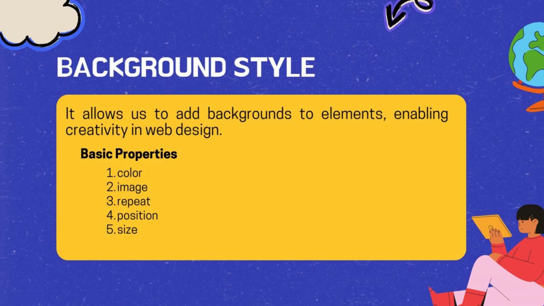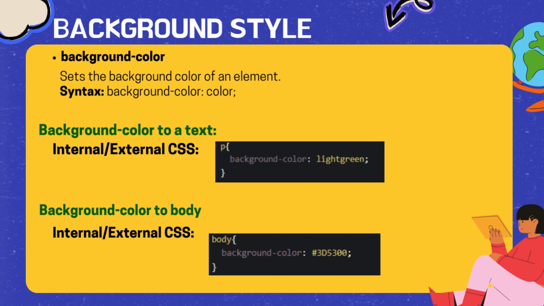There are 5 basic properties to style using CSS: color, image, repeat, position, and size. Start with the first background styling basic property, the background color. It sets the background color of an element. We use the syntax background-color, and you can change the value to your desired color.